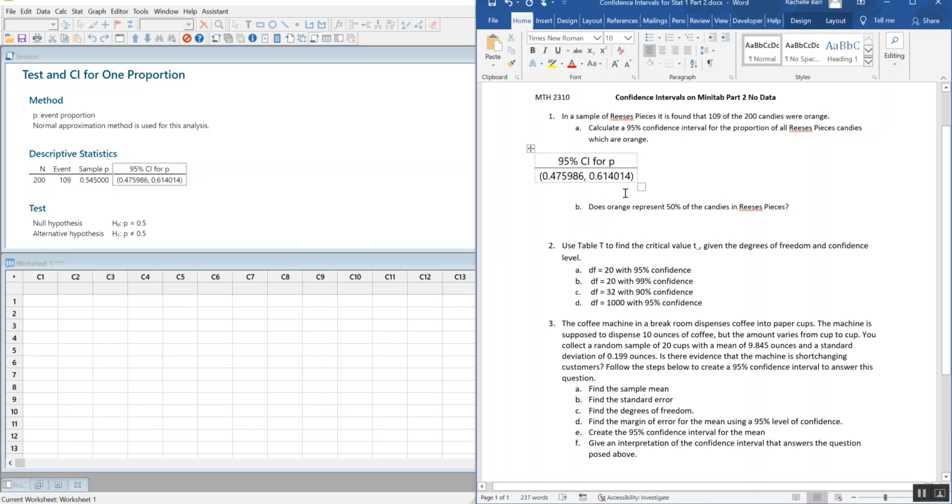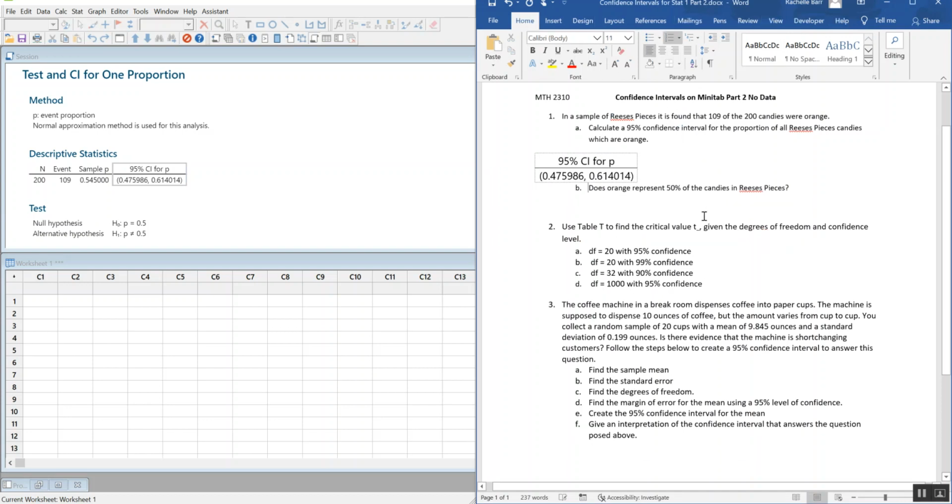So notice Minitab does write it as an interval, as you should, rather than that weird long dash form that exists in your textbook for I don't know what reason. That's weird.